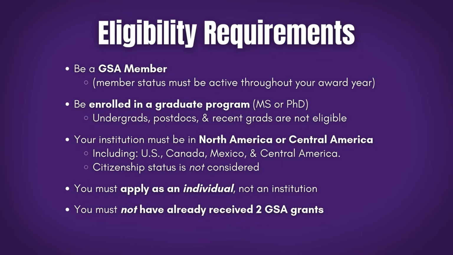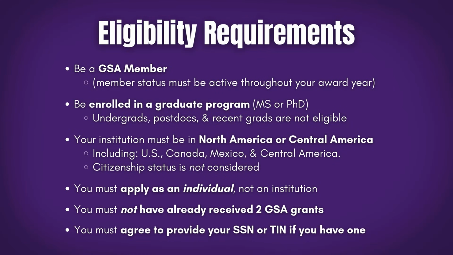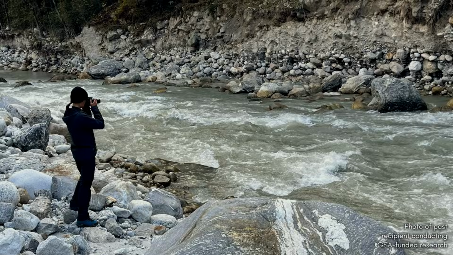Fifth, you must not have already received 2 GSA grants in the past. And again, if you have received one, you can reapply for a second. However, your progress report after the first one must have been submitted on time to be considered for another. And sixth, you must agree that if your proposal is selected for funding, you will need to provide GSA your U.S. Social Security number or U.S. tax identification number if you have one to facilitate the payment of the funds. If you don't have one, you simply have to certify that. And that's all. If you meet those requirements, you are eligible. So with that, let's move on to how to apply.